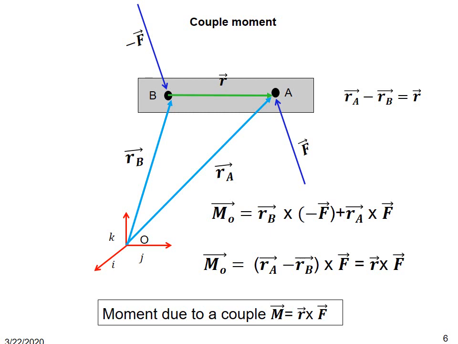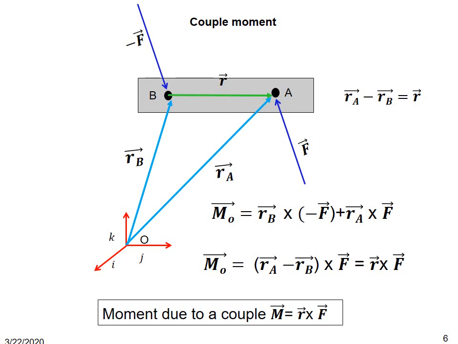Now we will take the moment of both forces about O, which is M_O vector equals r cross F for both the forces. Let us start with rB, which is the position vector of the force minus F. So r cross F means rB cross minus F, plus rA cross F, where rA is the position vector of the point where F is acting.